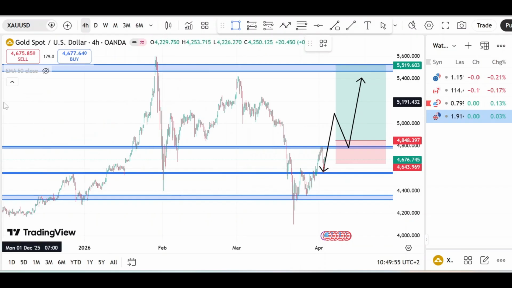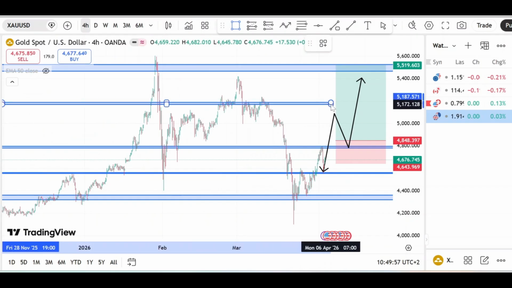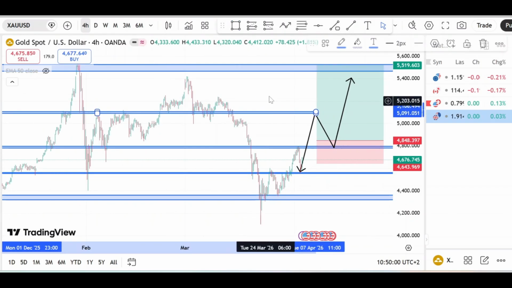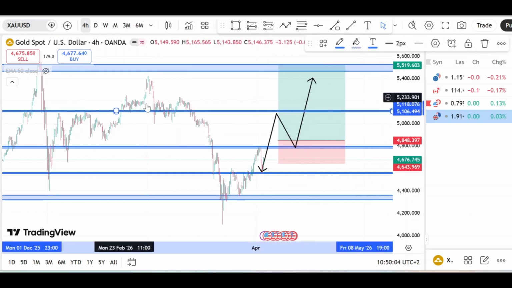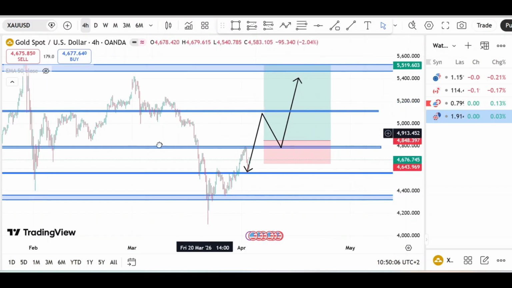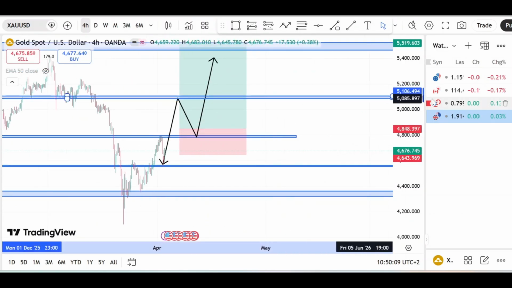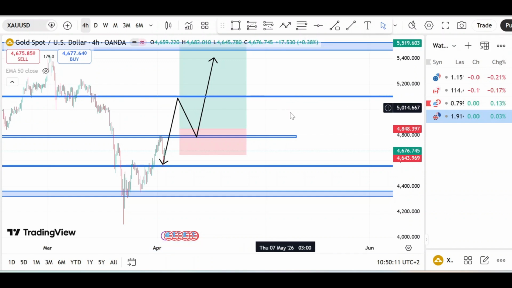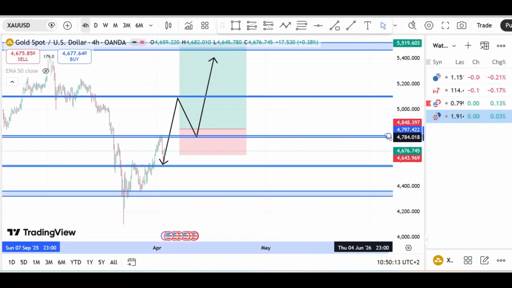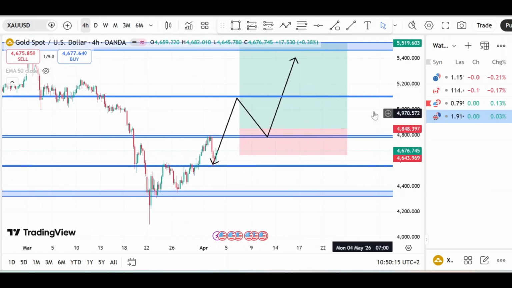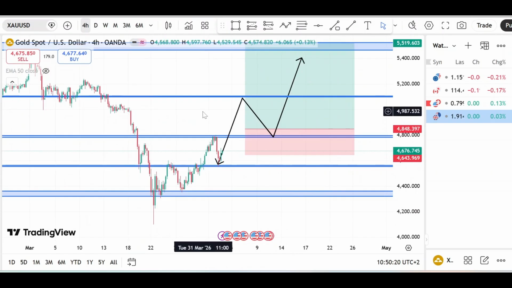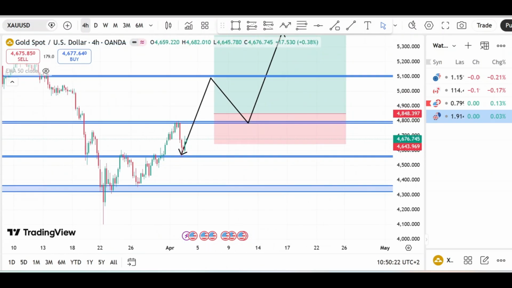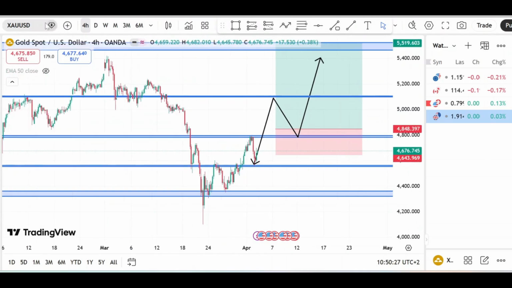Look, okay, like this. This is another level. Okay, beautiful, like it is here. And so we capitalize on this move. Let's go to the third pair, AUDUSD.